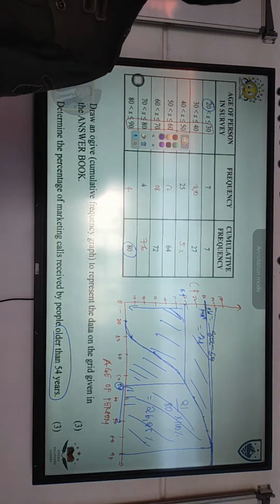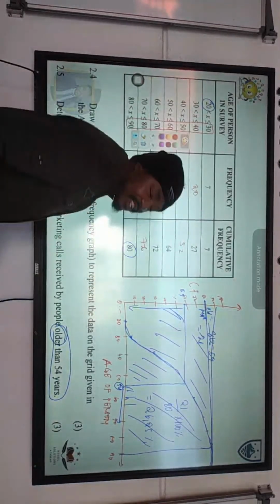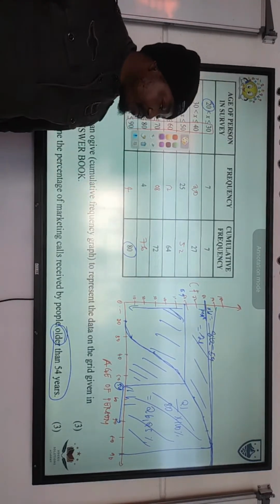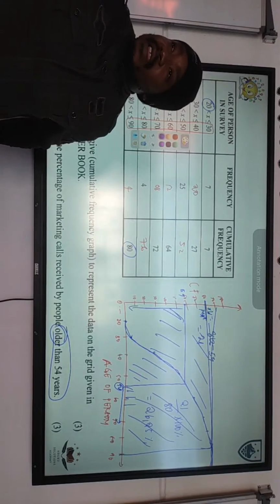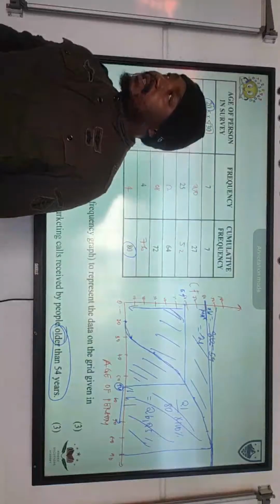Makes sense? It's one of the catchy questions, because somebody will just say 59 and you just get 1 mark for that 59. Subtracting them will give you another mark. The final answer will give you another mark because you also have to find a percentage. Yeah?